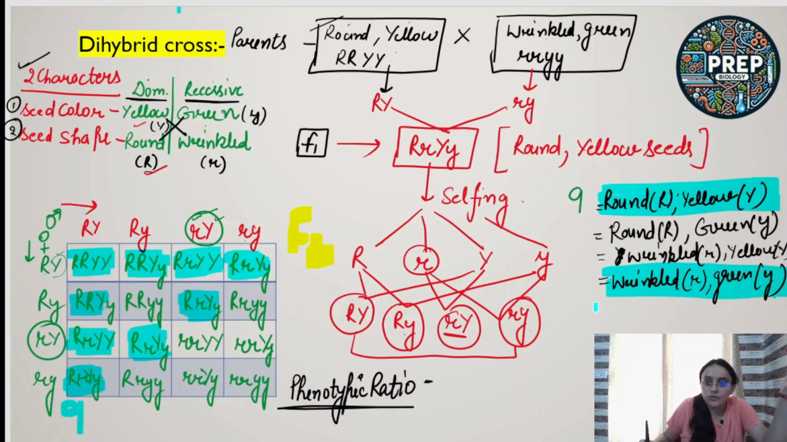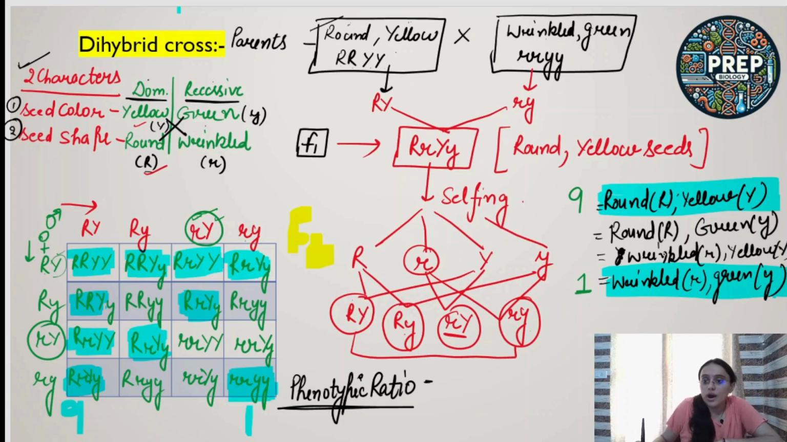So we require small r small y. Here small r small y, no. Small r small y here is there, but capital R dominates over small r. Here capital R capital Y, no. Small r small y here are present, but capital Y dominates over small y. So we have a pure dwarf, small r small y, only one.